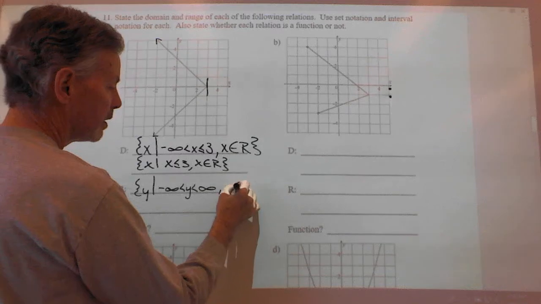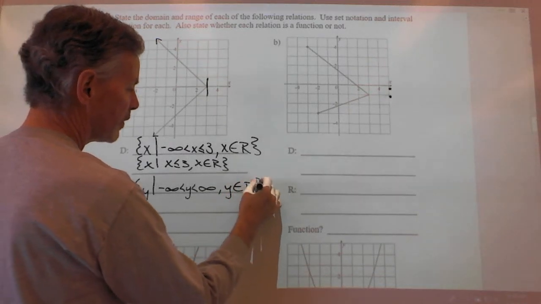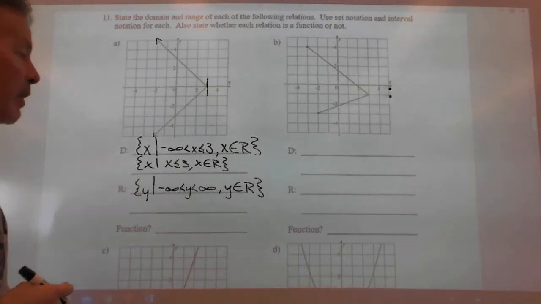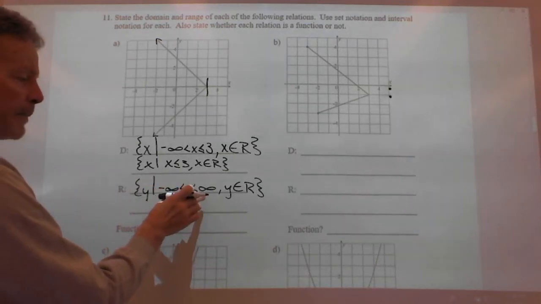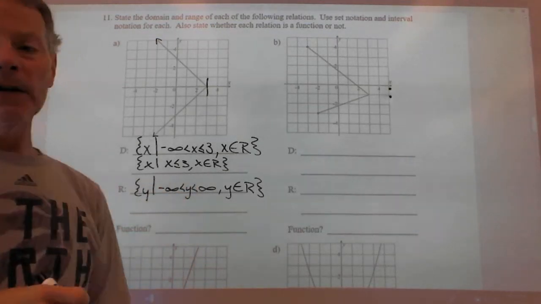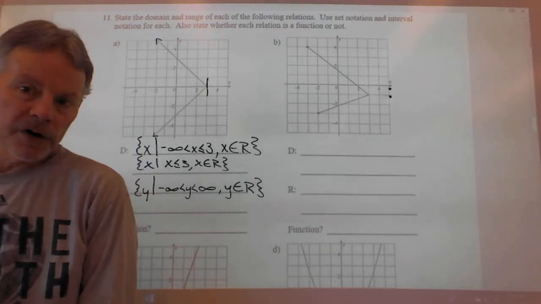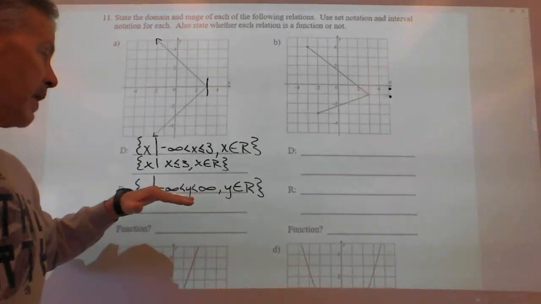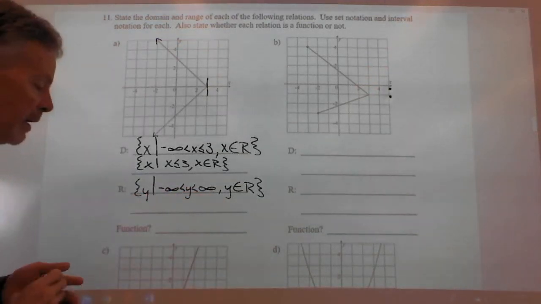And y is an element of the set of real numbers. Again, because I have a solid line, it's going to be real numbers. But if you think about it, there are no restrictions on y, right? Y could be any number you want, from negative to positive infinity.